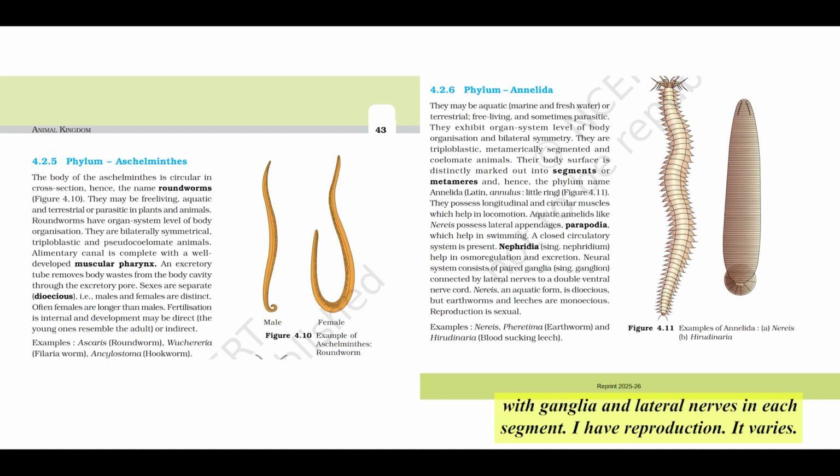And reproduction? It varies. Nereis, the marine worm, is dioecious, separate sexes. However, earthworms, Pheretima, and leeches, Hirudinaria, are monoecious, hermaphrodites, although they usually cross-fertilize. Reproduction is primarily sexual. Okay, key examples again. Definitely remember Nereis, the clamworm or sandworm, Pheretima, the common Indian earthworm, and Hirudinaria, the blood-sucking leech.